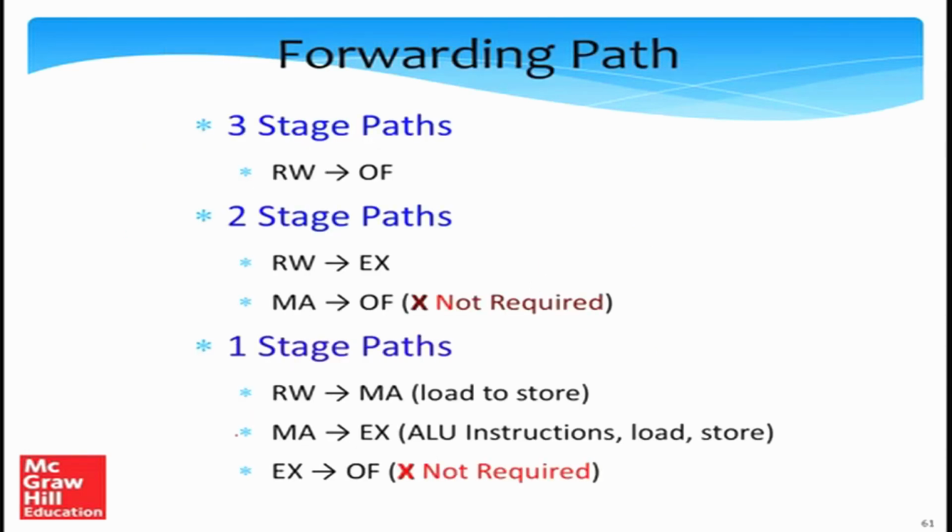So let us look at some forwarding paths. So let's first look at a three-stage forwarding path, which is across three stages. So that would be from RW to OF, right? So recall that we don't have to add a forwarding path from MA to IF. It's not required. We just allow both to progress by one stage and we add from RW to OF. So this basically means that if one instruction is writing to a register and simultaneously another instruction is reading from the register, then instead of getting the data from the register file, they'll get it from the forwarding path. So let me maybe write down the stages. It'll become easier to visualize.